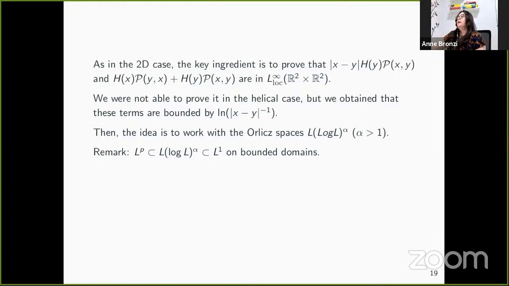Okay. If you try to do this with this condition here, we are going to arrive at a condition that to work with this Euler's space, we need alpha to be greater than 1. Okay. And just a remark is that this is an improvement on the work of Lee and Du, because LP is a subset of this Euler's space on bounded domains.